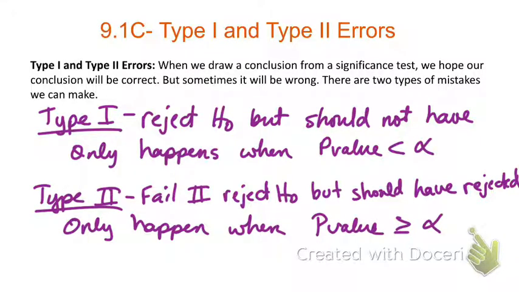So here's the deal, you guys. If you reject the null hypothesis, there's no possibility of making a type 2 error because they don't go together. So only when you reject the null hypothesis can you make a type 1 error. And only when you fail to reject the null hypothesis can you make a type 2 error. Those are the only ways you can make these errors. They don't cross. So we've got a little chart to help you guys kind of see this.